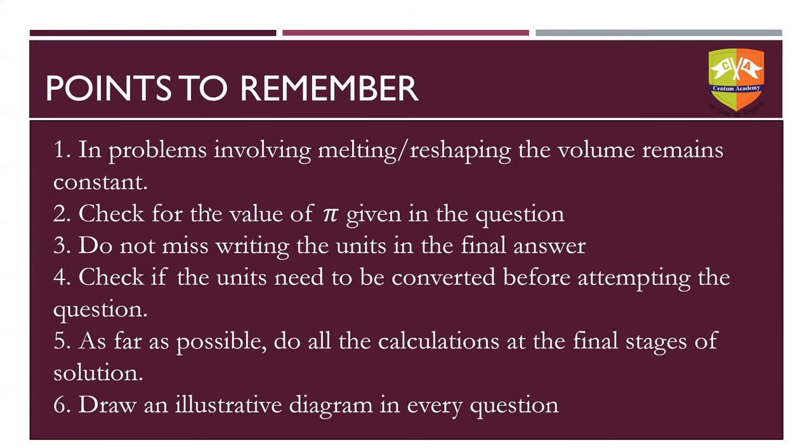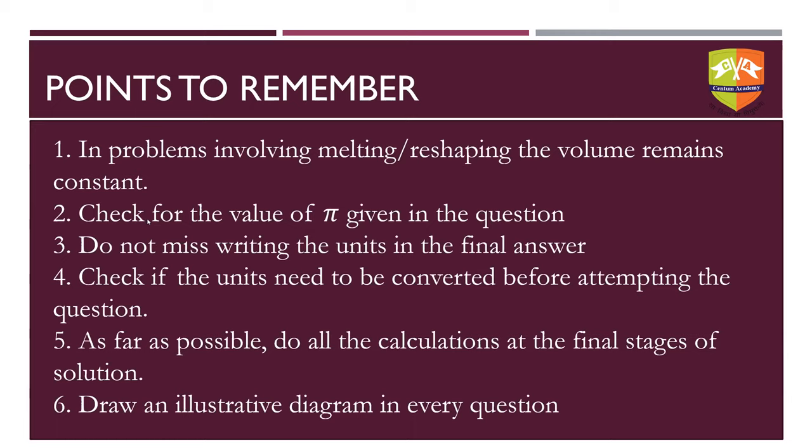So volume remains constant. This is the key, right? The volume of the structure before doing any work on it and the volume of the structure after doing any work on it. For example, there will be questions like 8 metallic spheres were melted to form, let's say, 2 cylinders of some dimension. Then what is going to be constant in this process? The volume is not going to change. So that will be the key of the question. You have to equate the volumes to get the relation between the dimensions.